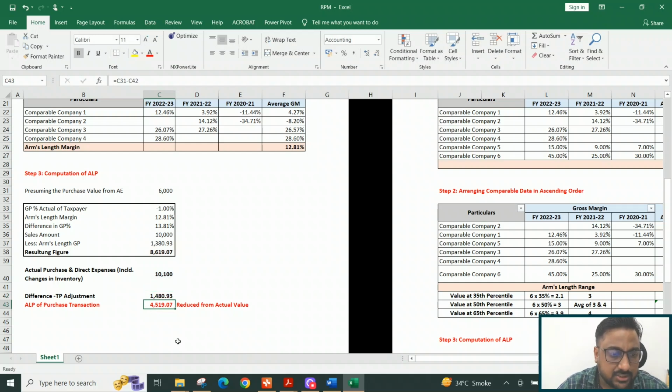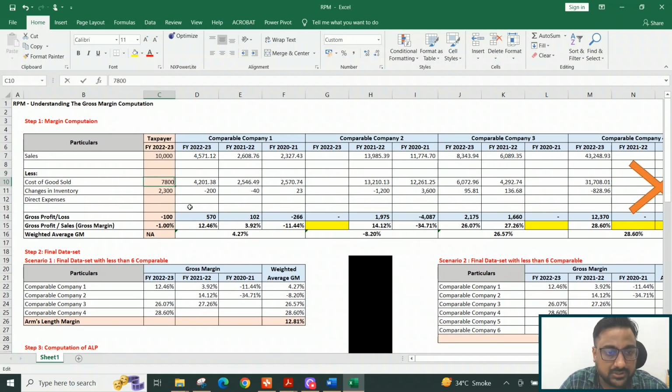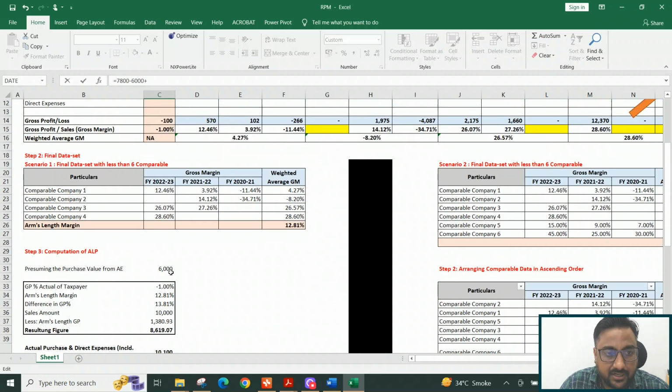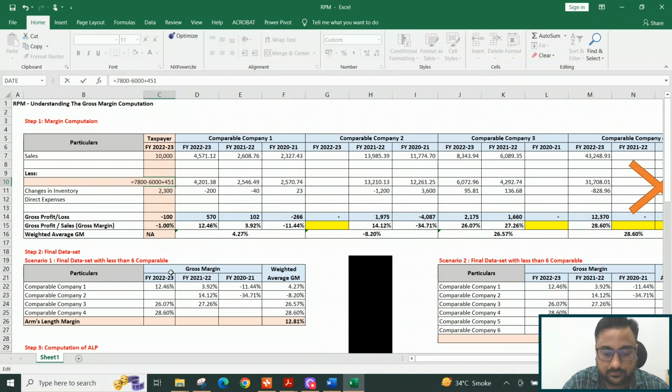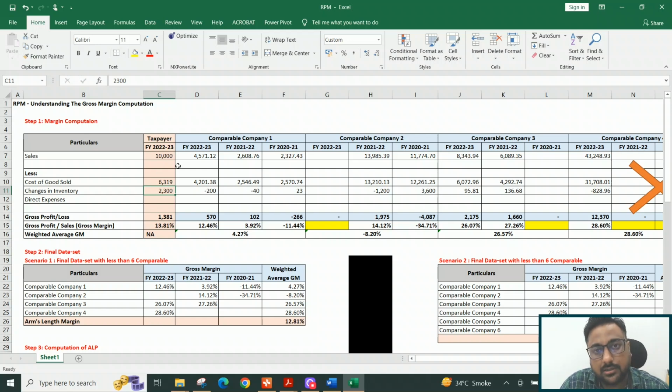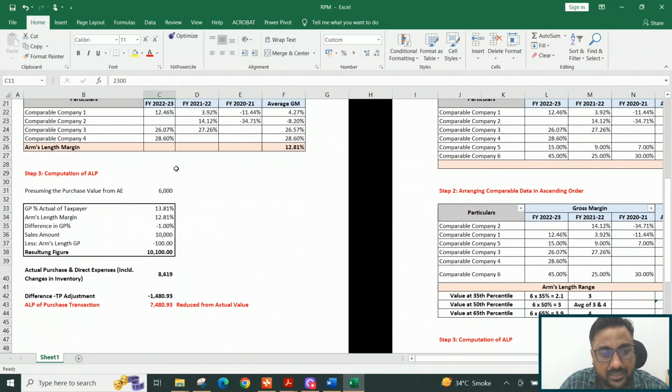Now if I draw up a revised profit and loss account by considering this particular purchase, I should get 13.81% in the above computation. Let me check that. Under the cost of goods sold, there would have been purchase of inventory. So I'll reduce 6000 from here and I will add back 4519.07. Am I getting 13.81? Yes. So this is the adjustment which I have to make under the resale price method. I hope that clarifies. Now we will move ahead to the second scenario.